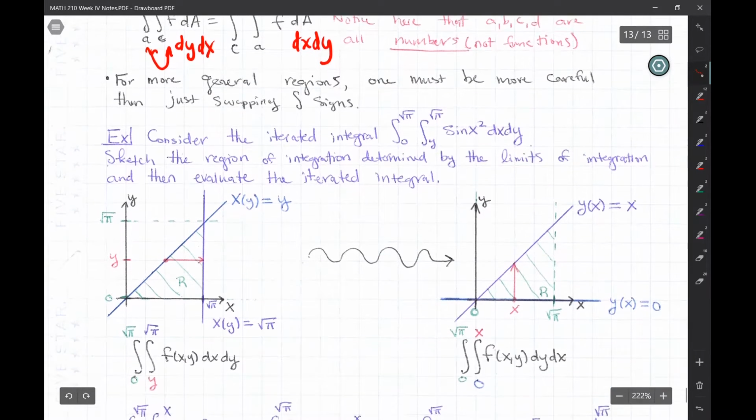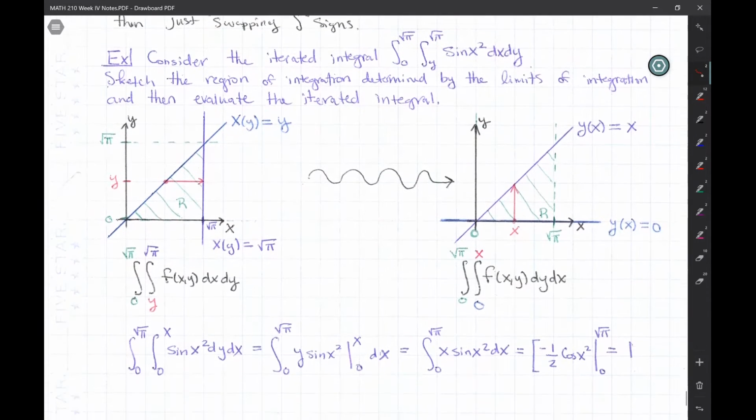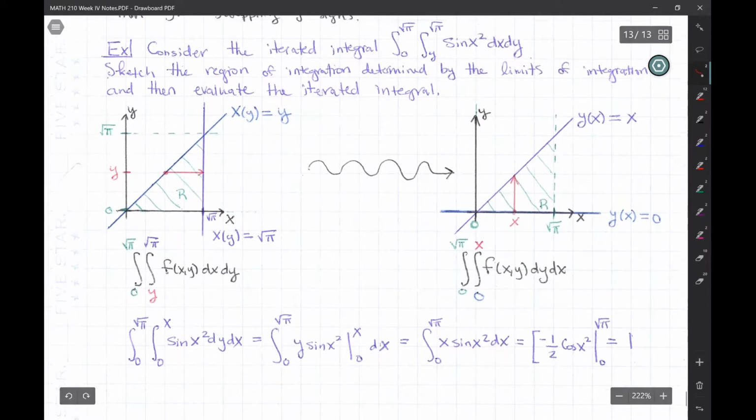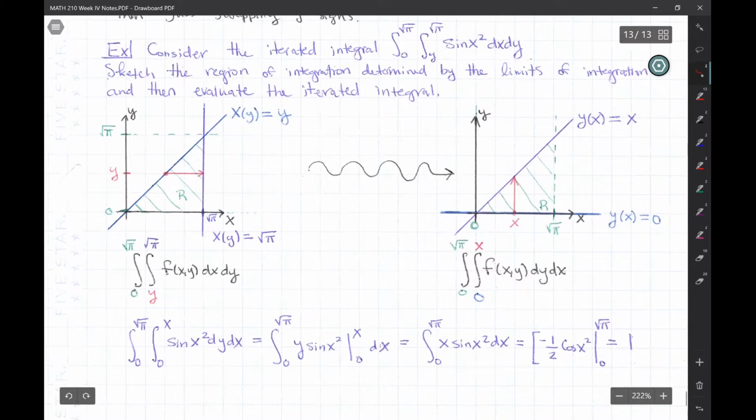So let's take an example, and we're going to consider this iterated integral there. Now try to integrate that, sine x squared dx, and if you can't think of the antiderivative off the top of your head, don't feel too bad. In fact, the only way to compute that is numerically. But maybe we could do a trick where we switch the order of integration and are able to compute it.